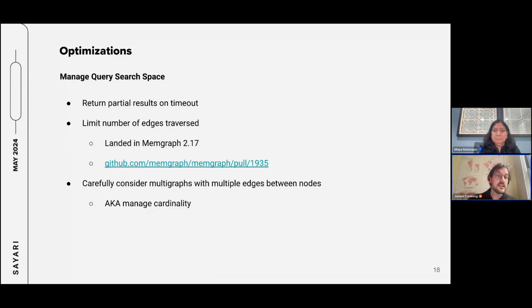Even better, in order to get more predictable response times, is limiting the number of edges traversed. This is a new feature that I think just landed in part in the recent Memgraph 2.17 release. So this has been around for 3 or 4 or 5 days. We haven't played around with it yet, but we've definitely been watching its development. And then finally, just carefully consider multi-graphs, this idea of having multiple edges between 2 nodes.